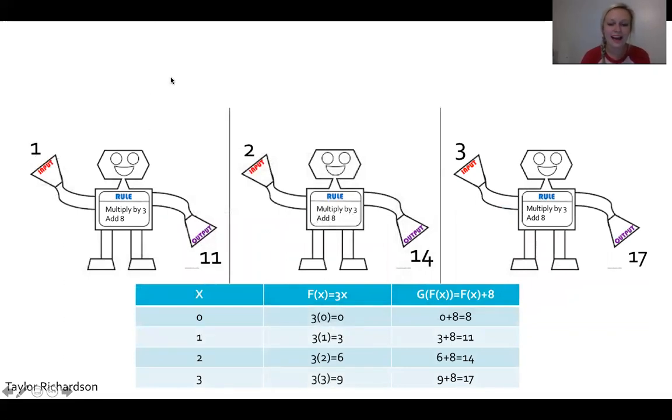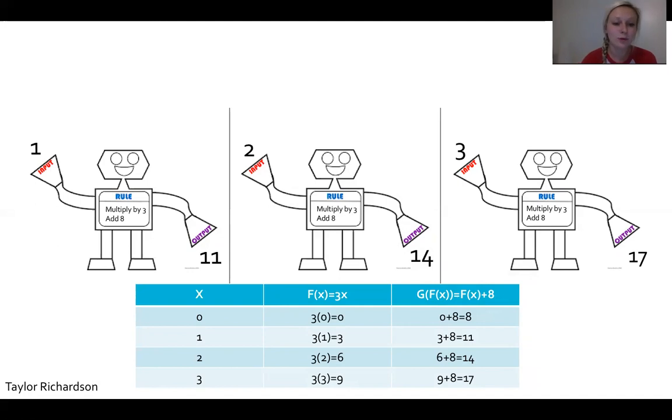Next, for the rest of those numbers, we did 0 with that machine, and then we have 1, 2, and 3, and those are represented with these cute little robots. You can see their right hand, the input hand, is where the x goes. For the first one on the left side of the screen, we put a 1 in, and we follow the rule by multiplying that by 3. So 1 times 3 is 3. And then we add 8. So 1, when you multiply by 3 and add 8, is equal to 11.